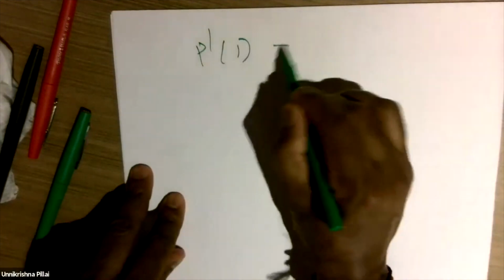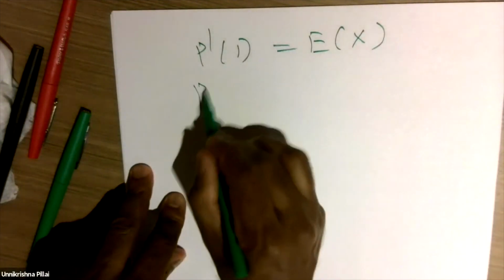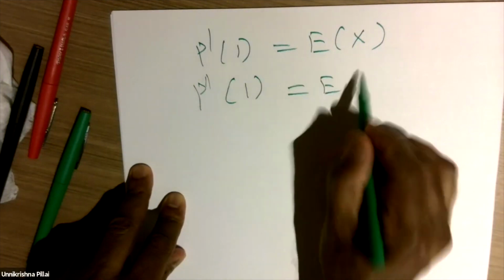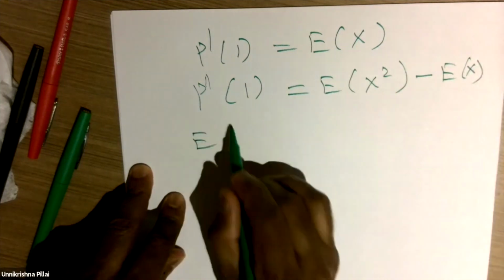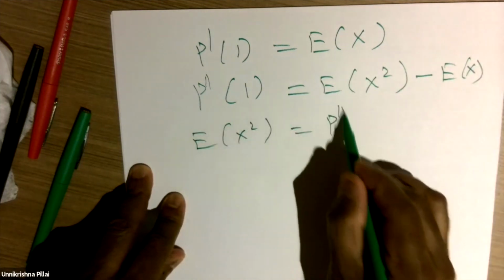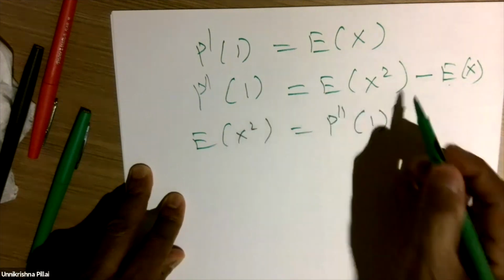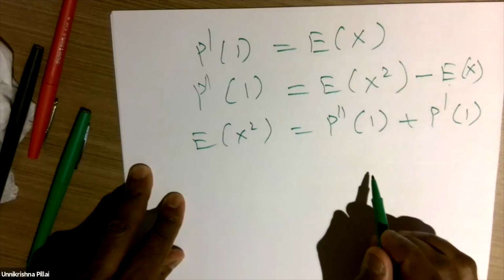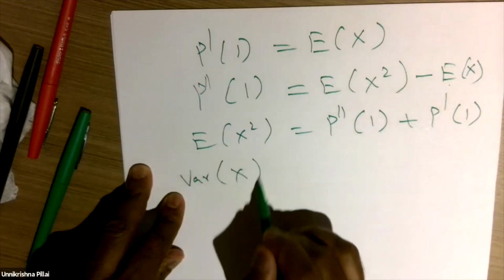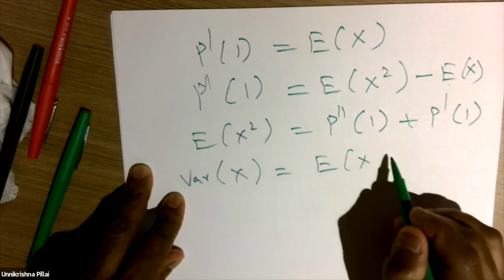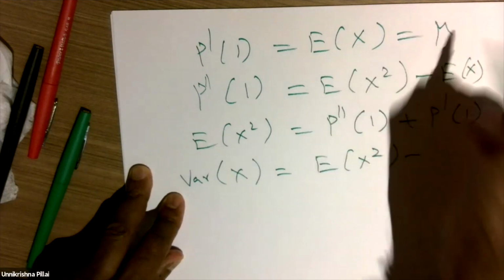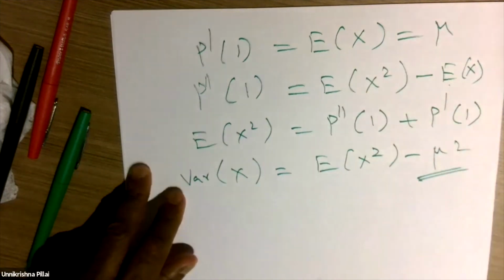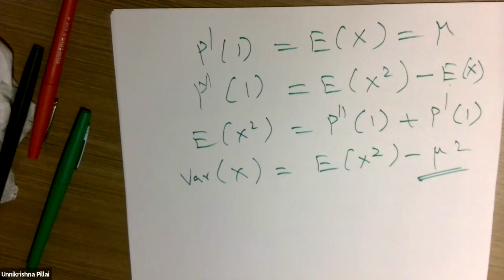So if you put it together, remember this is the expected value of X. If you take the double derivative and put 1, you get the expected value of X squared minus the expected value of X. So the second derivative of P at 1 is the expected value of X squared minus the expected value of X, plus the first derivative of P. Then the variance of X will be the expected value of X squared minus mu squared, etc. So let me do an example maybe on this.